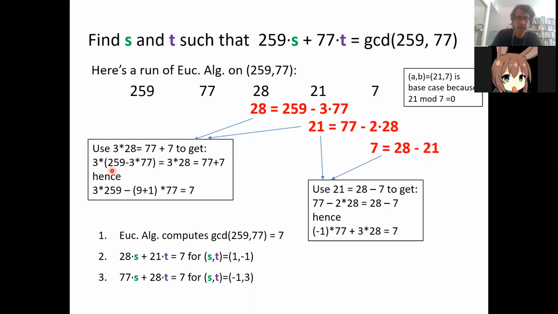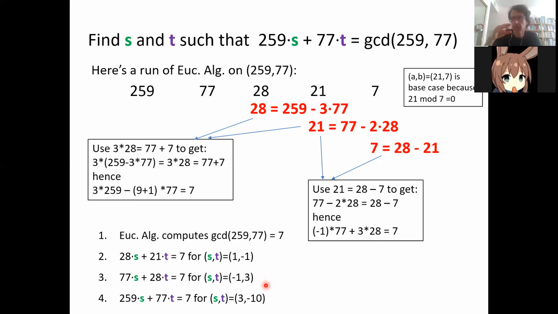So it's here, and there is a 3 in front of the 28, so there's a 3 in front of this thing. Yes, sorry, I hate these notes. I will rewrite them. But hopefully you can still see what this did, right? I just replaced 28 by this expression, okay? And because now I have 77 times some multiple and 259 by some multiple, I group 259 and 77 and I get their multiples. They happen to be these.